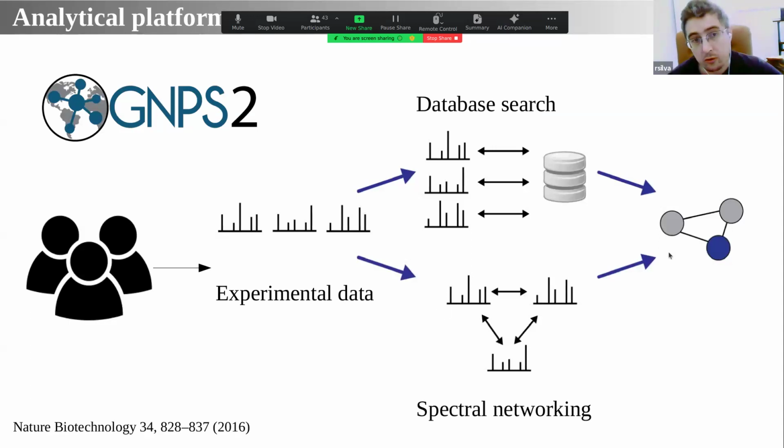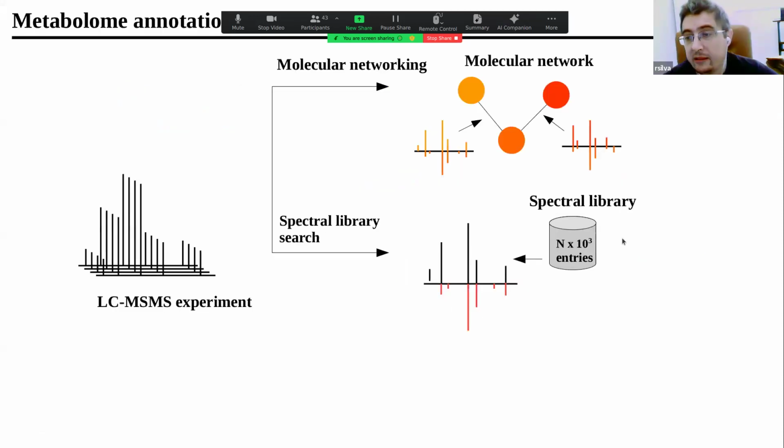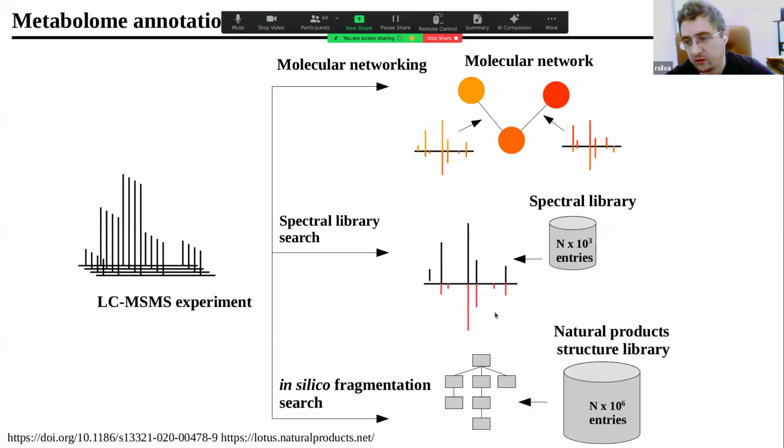The problem here, or not a problem, but the limitation is that the spectral libraries do not cover much of the chemical space. They are growing very fast thanks to the GNPS community for the most part, but we can still explore structural libraries. So structural libraries are orders of magnitude larger than spectral libraries.